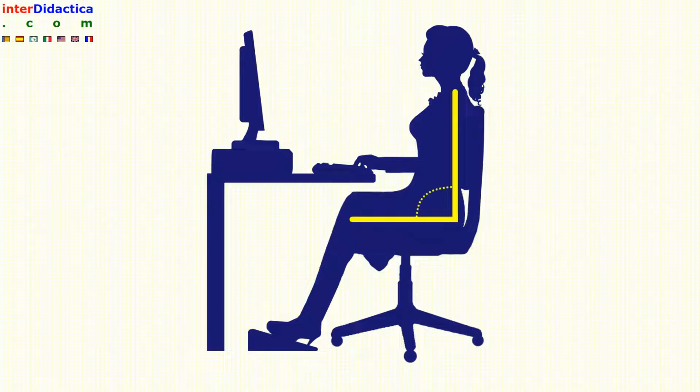Thighs parallel to the floor and at an angle of about 90 degrees. Your knees must be at an angle of about 120 degrees. Use a footrest if the height of the seat doesn't allow your feet to reach the floor.